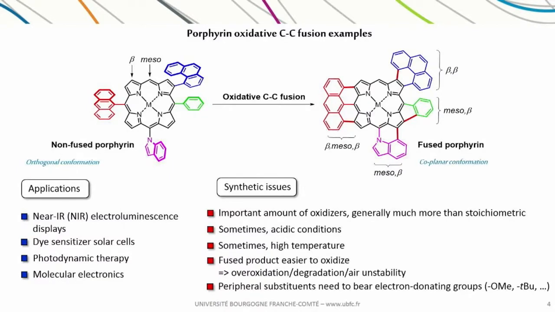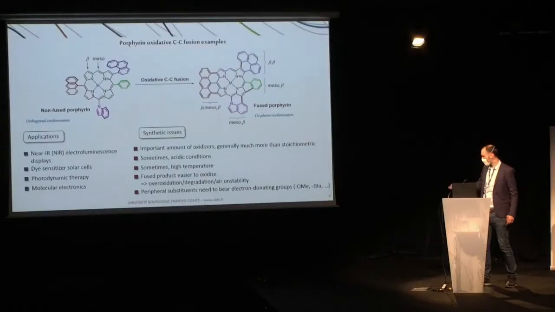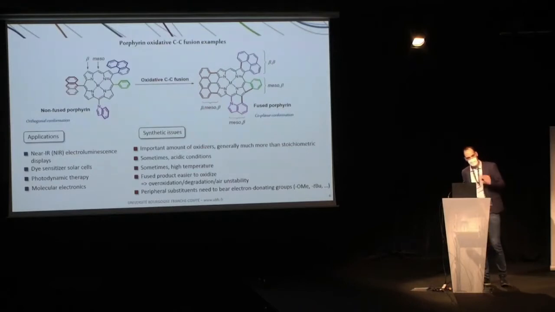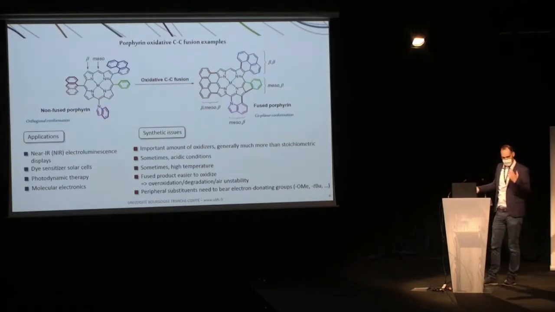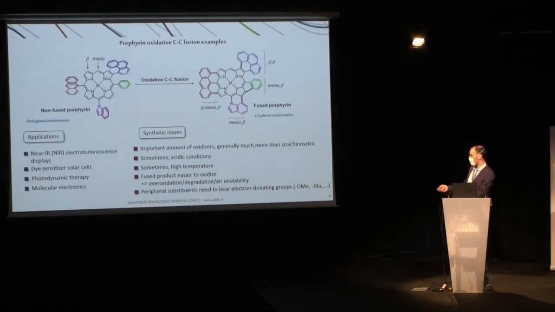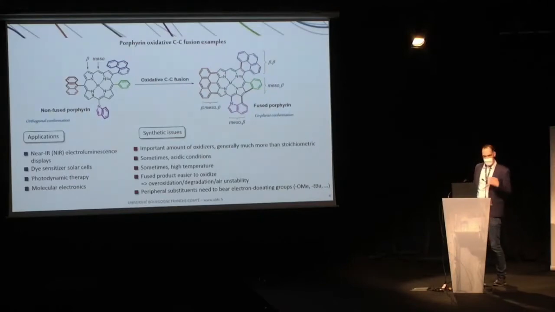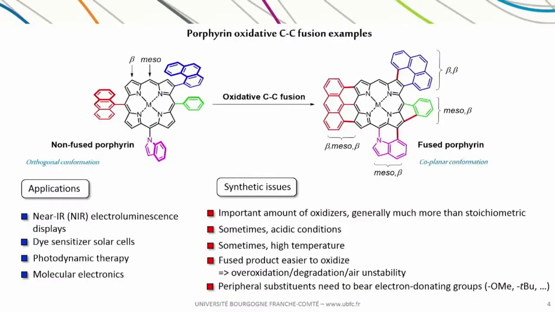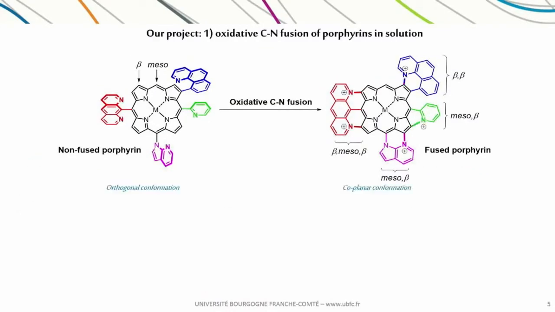fused compound. Sometimes it needs acidic conditions, sometimes it needs high temperature, for example, 500 degrees. And another problem is that the fused products are easier to oxidize, which can make their over-oxidation during the preparation process. And also sometimes they are oxidizable by air, so it could be difficult to isolate this kind of porphyrin. And also the peripheral substituents, so these ones here, need to bear electron-donating groups, which means that they have to have a lot of electrons inside.